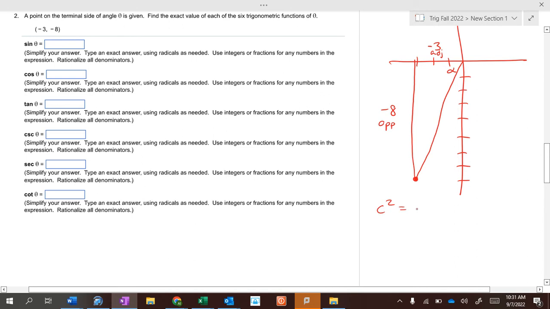Pythagorean theorem. Thank you very much. -3 squared plus -8 squared. What's -3 squared? 9. What's -8 squared? 64. What's 9 plus 64? 73. What's the square root of 73? How does that break down?